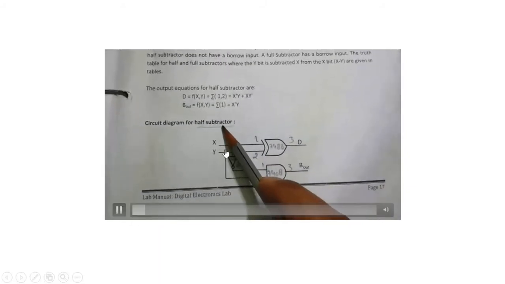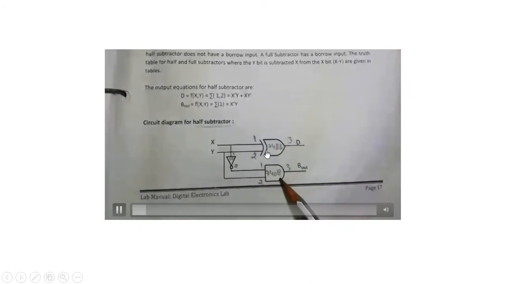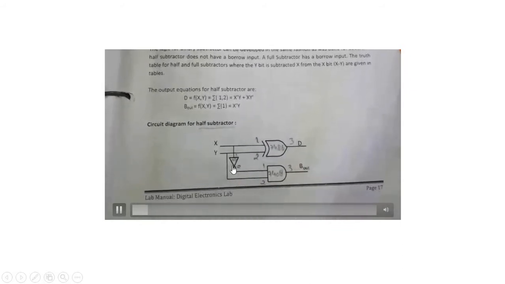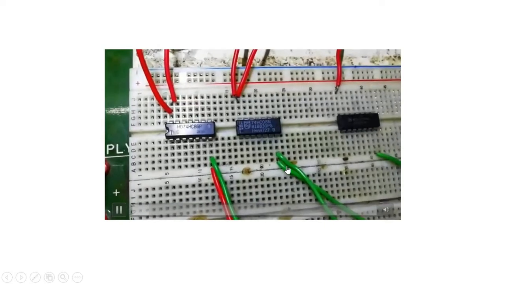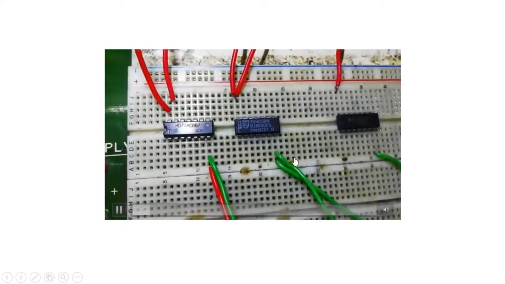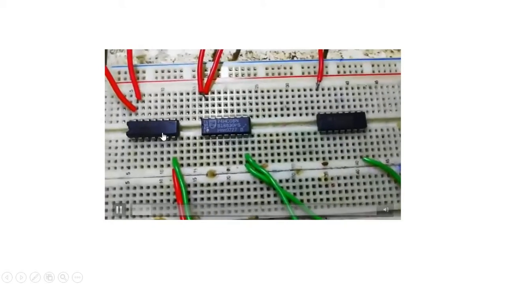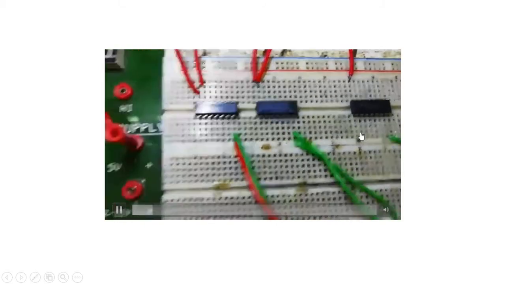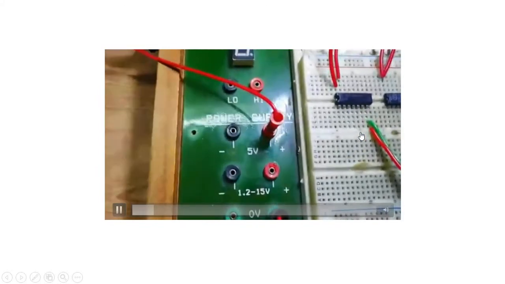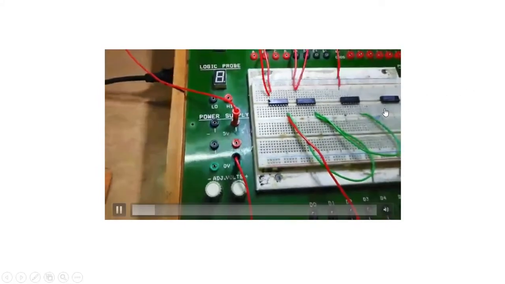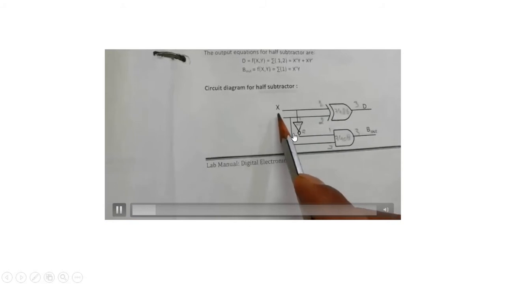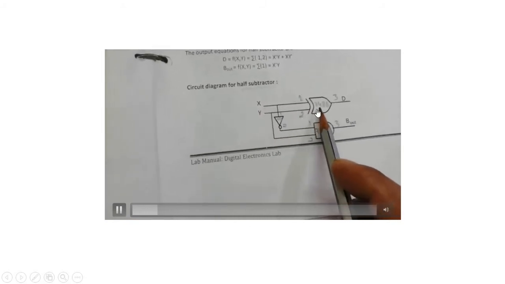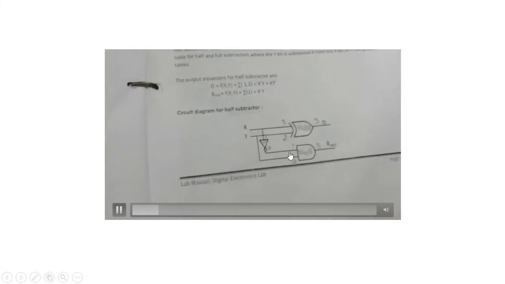As we can see, two inputs we are giving to the XOR gate to get the difference. Then through a NOT gate you are giving one input, and the other input, through the AND gate, and you get the borrow. So this is the XOR IC, this is the NOT, and this is the AND. So here we are implementing a half subtractor. So we require 3 ICs only: XOR, NOT, and AND.